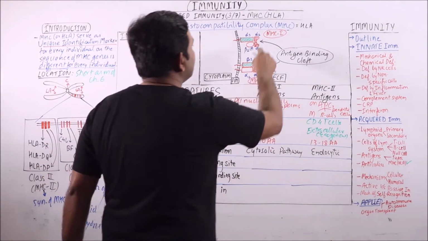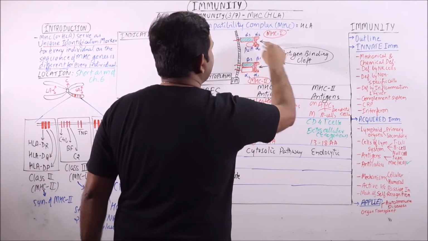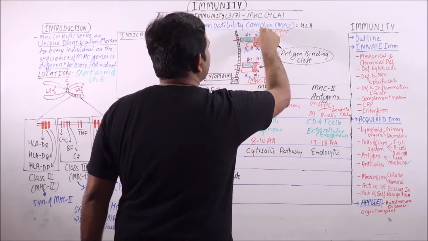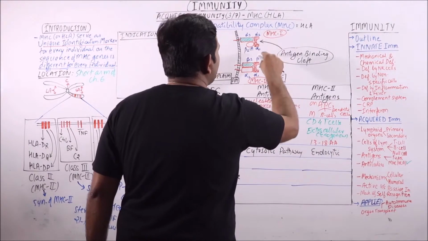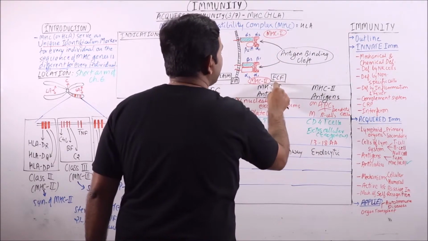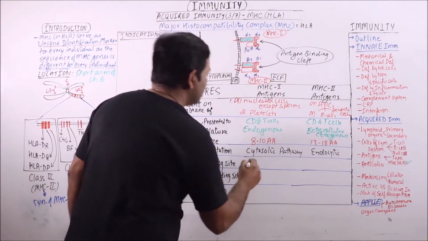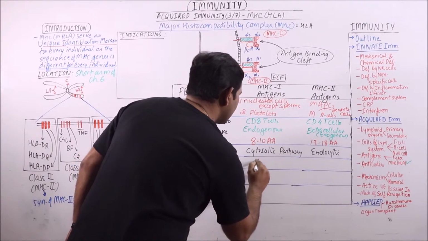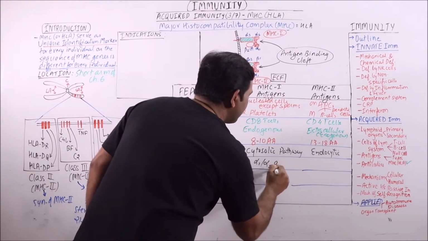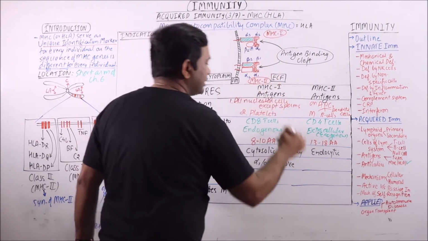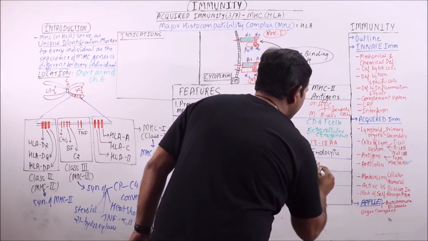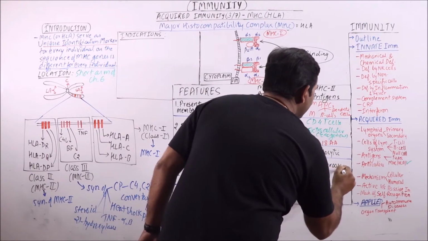Peptide binding site. Now this is the peptide binding site or cleft, which is made up of alpha 2 and alpha 1 in case of MHC1, and beta 1 and alpha 1 in case of MHC2. So here it is the alpha 1 alpha 2 groove. Here it is the alpha 1 beta 1 groove.